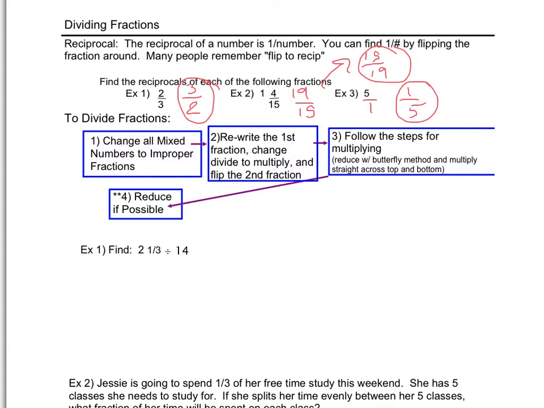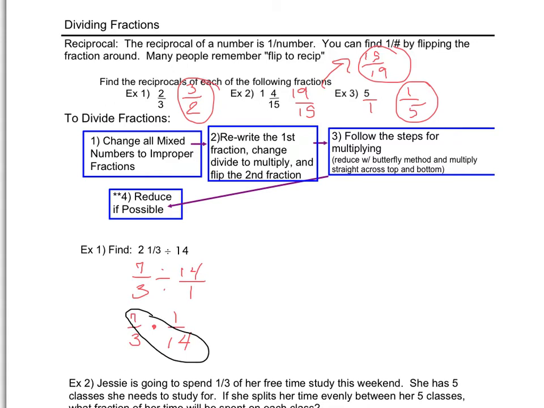3 times 2 is 6, plus 1 is 7 over 3, divided by, notice I'm not going to try to do steps 1 and 2 together. I'm just going to do them as their own individual steps. I'm going to say 14 is the same thing as 14 over 1. And now step 2, the important one, I'm going to rewrite my first fraction, change divide to multiply, and my second fraction gets flipped. Now that it's a multiplication problem, I'll use all my multiplying steps.